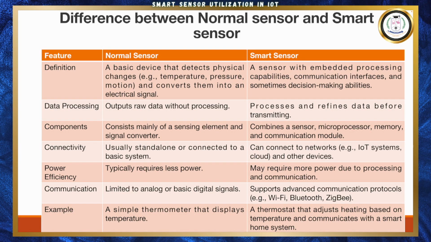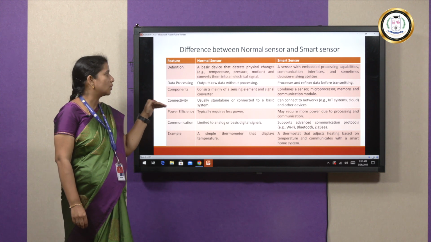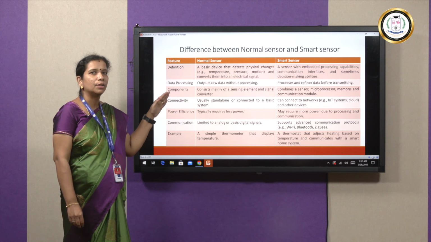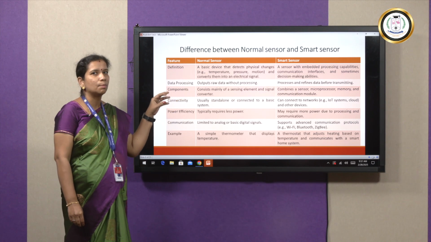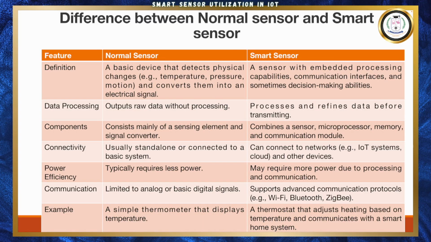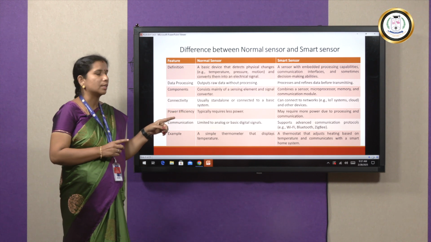Next, what is the difference between a normal sensor and a smart sensor? A normal sensor is a basic device used to measure temperature, pressure and motion and convert them into an electrical signal, whereas a smart sensor has decision-making ability. In the case of data processing, a normal sensor just gives the output as raw data, but a smart sensor processes the data before transmitting it.